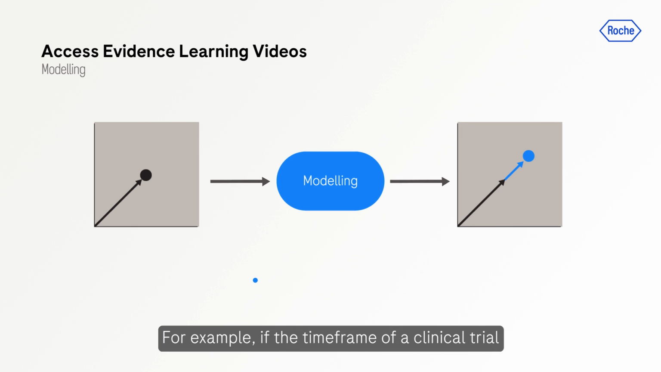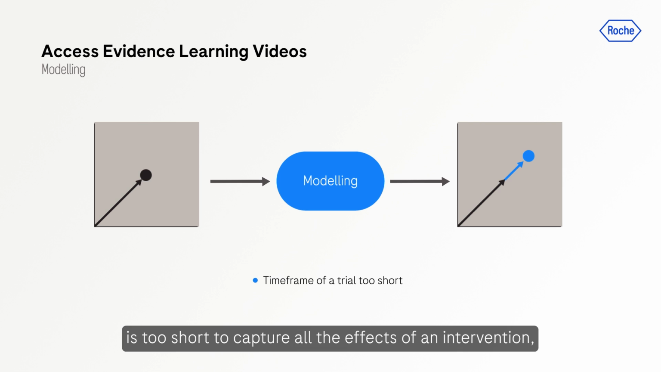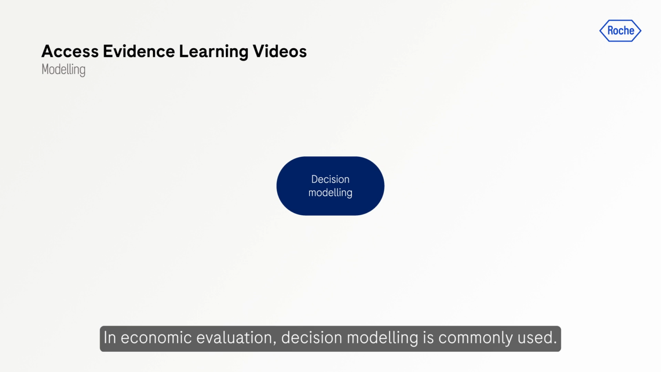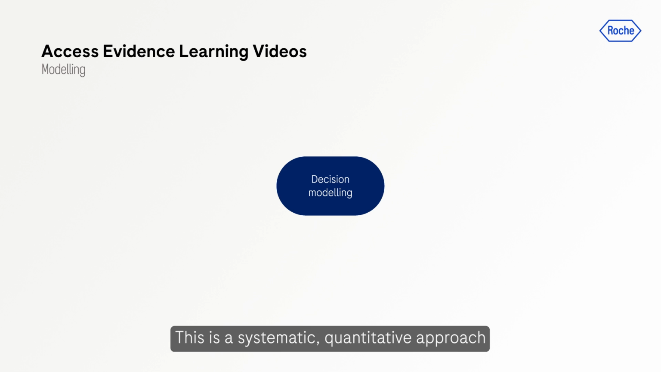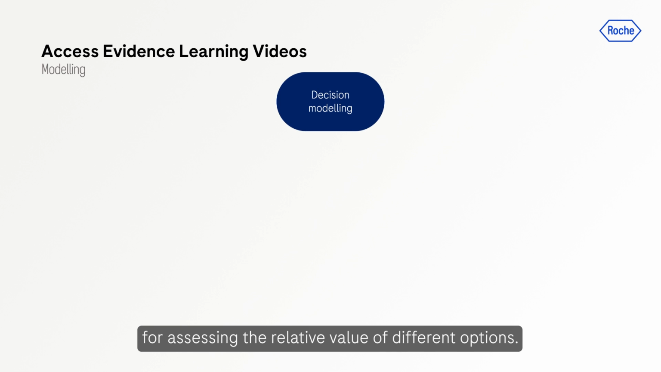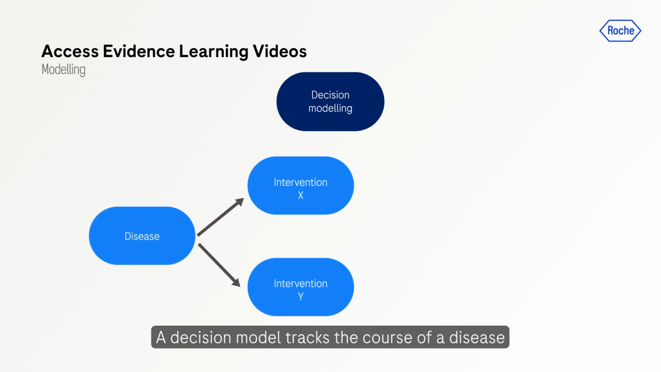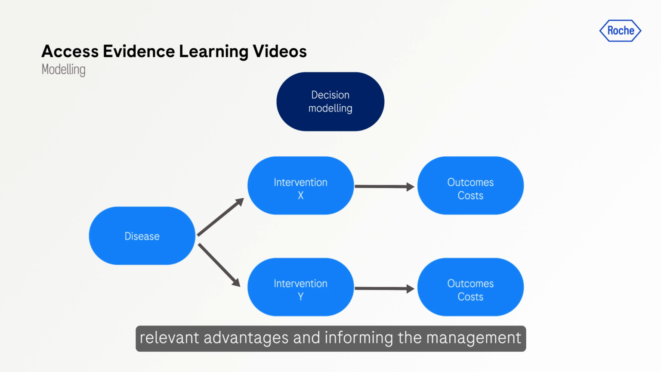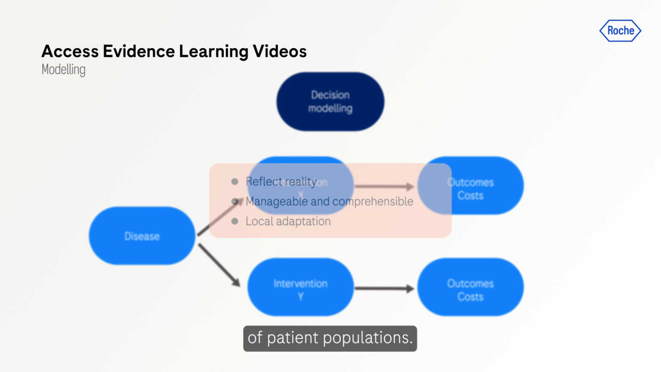For example, if the time frame of a clinical trial is too short to capture all the effects of an intervention, or if intermediate endpoints have been measured rather than a final outcome, such as cholesterol elevation rather than death from heart attack. In economic evaluation, decision modeling is commonly used. This is a systematic, quantitative approach for assessing the relative value of different options. A decision model tracks the course of a disease to compare alternative interventions, with the objective of summarizing relevant advantages and informing the management of patient populations.